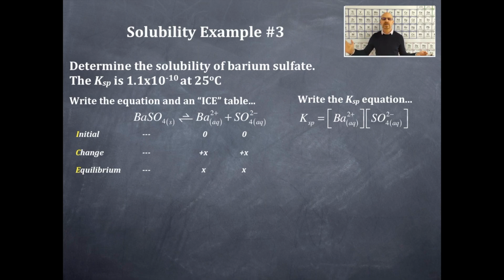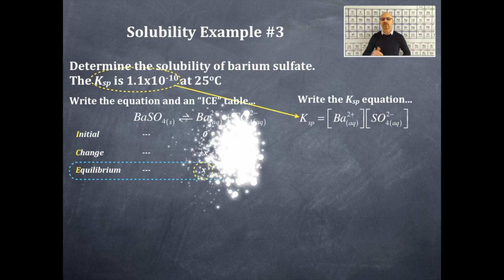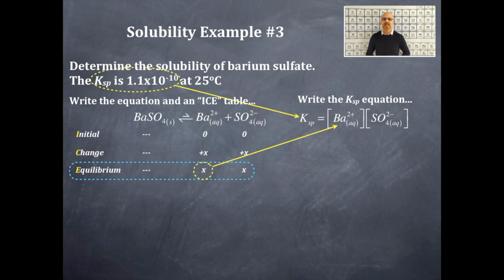So what am I going to plug into this? I do have the Ksp that was given to me in the problem. That's 1.1 times 10 to the negative 10. I'm going to substitute that in for the Ksp, that numeric value that is. And the x is in the equilibrium section here. The first x is for the barium ion. I'm going to plug that into that Ksp expression. That second x is for the sulfate ion, and I'm going to plug that in. So after substituting, I get 1.1 times 10 to the negative 10 for the Ksp is equal to x times x. The first x is the barium, the second x is the sulfate. Simplifying, x times x is equal to x squared. So I have 1.1 times 10 to the negative 10 is equal to x squared.